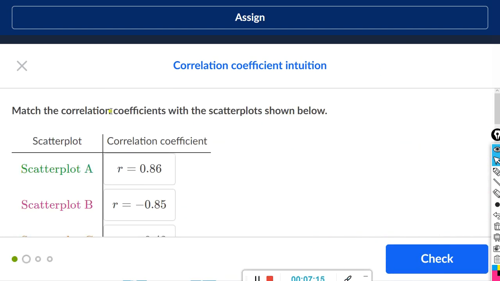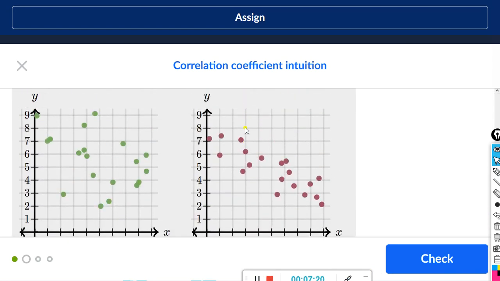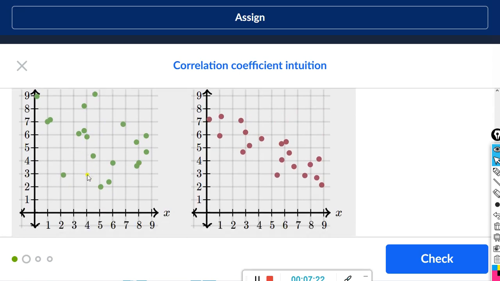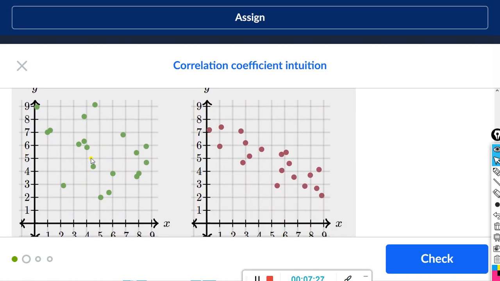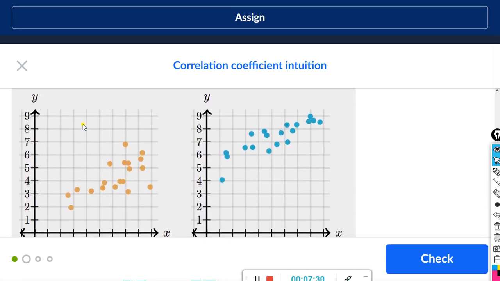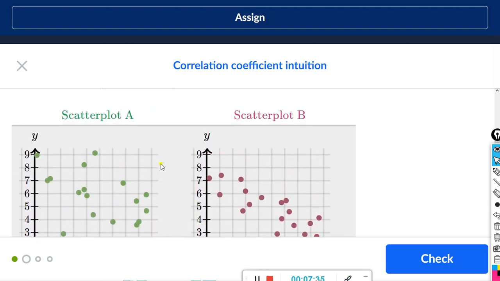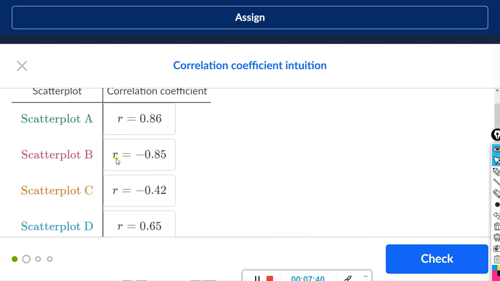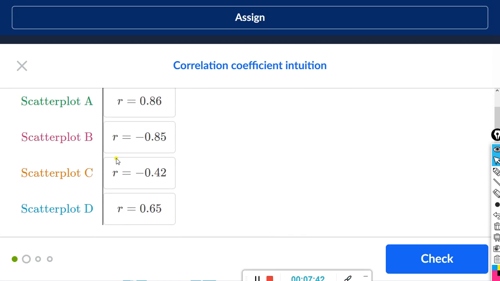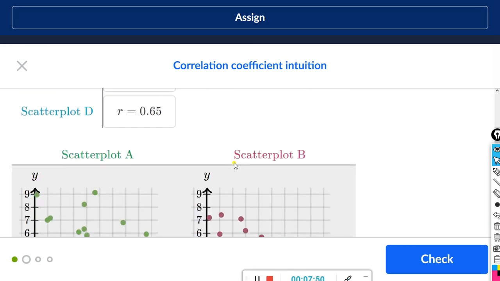All right, so these are all the same. Match the coefficients with the scatter plot shown. Let's check it out here. Okay, I can see that scatter plot A is very spread out. It's more spread out than B, more spread out than C, and more spread out than D. So I know A is going to be the one that's closest to 0. Let's take a look. All right, and I think negative 0.42 is the closest to 0 out of these. All right, let's keep going.